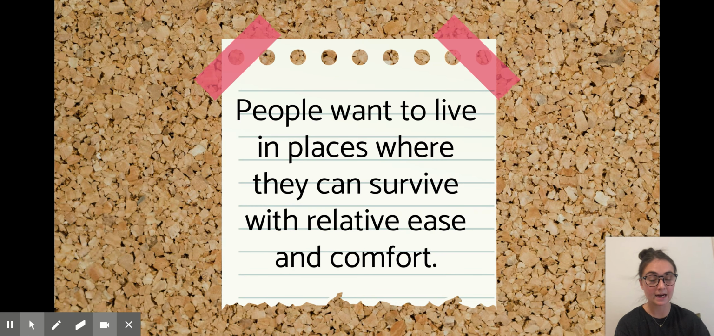The number one thing that I want you to keep in the back of your mind or in the forefront of your mind, wherever you want to keep it, just as long as it's there, is that people want to live in places where they can survive with relative ease and comfort. And so that's going to determine where people in the beginning settled and where people choose to live today. They want to live where they can survive, number 1, but with relative ease and comfort. They don't want to just survive by the skin of their teeth. They want it to be easy and comfortable.